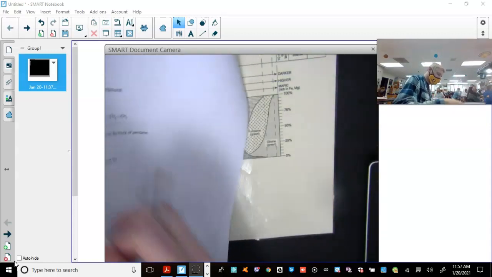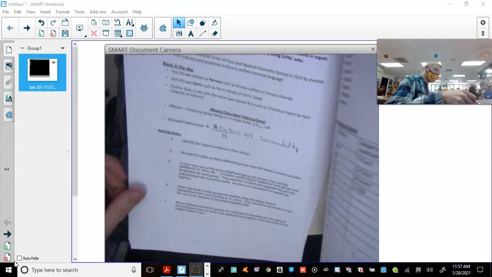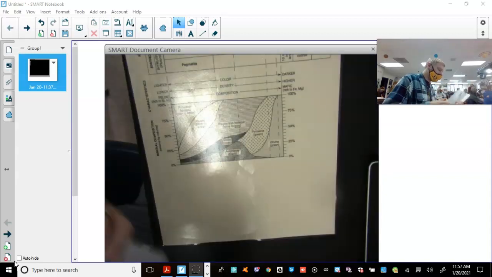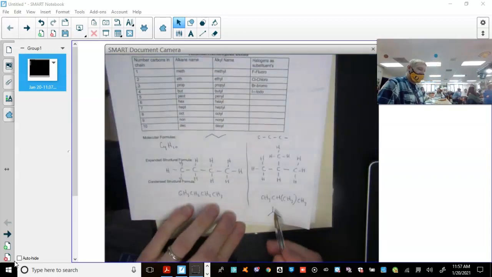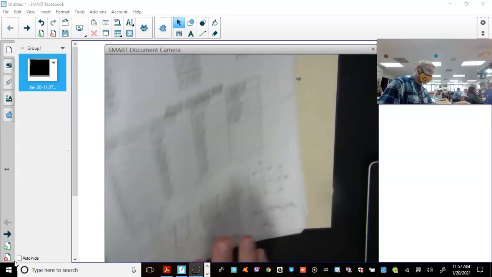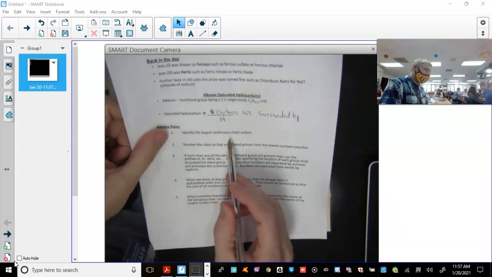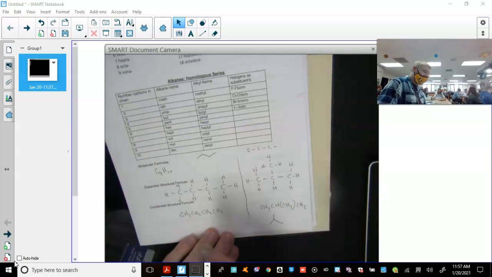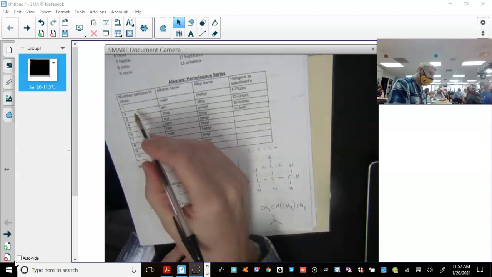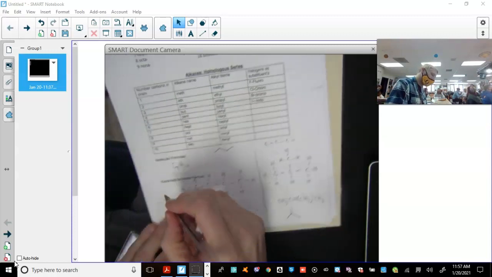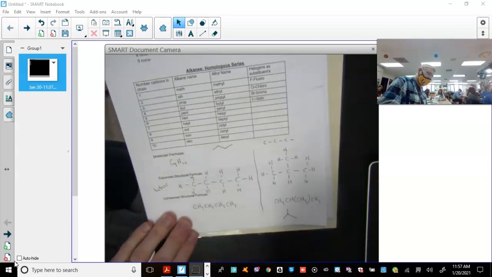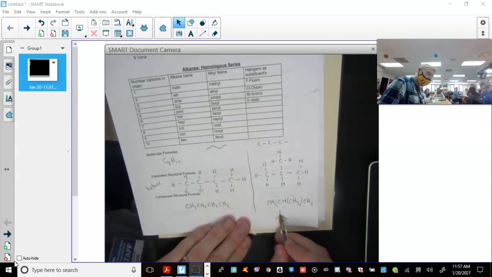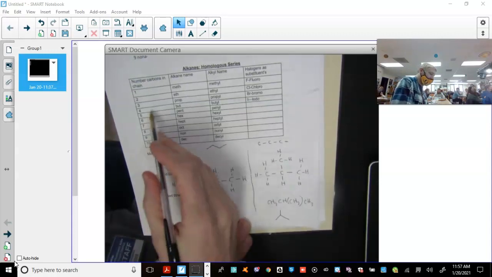I think that I skipped something else. Oh yeah, talking about the naming. Why don't we name that one? Okay. So naming this one, first thing you got to do is identify the largest continuous chain of carbon. So actually, this one was 1, 2, 3, 4. That's butane. So this one we'll write as butane. Well, this one has 4 carbons too, but it's not called butane because the longest chain is 1, 2, 3. So that's going to be propane.